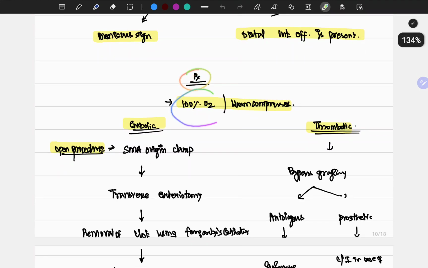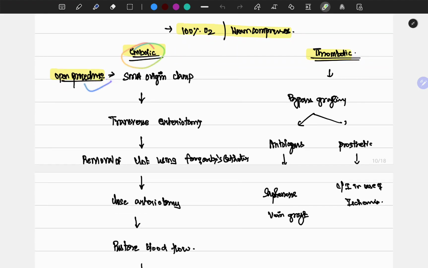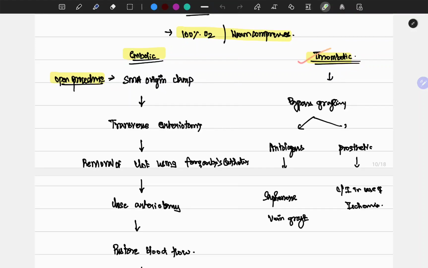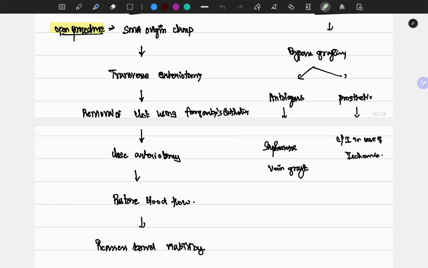So treatment, 100% O2, warm compresses. For embolic phenomena, we need to perform an open procedure, clamp at the level of origin of SMA, transverse arteriotomy, removal of clot using Fogarty's catheter, then close arteriotomy site and restore the blood flow, reassess the bowel viability. Thrombotic phenomena, do bypass grafting. It is of two techniques, autologous and prosthetic. Autologous technique involves saphenous vein grafting. Prosthetic technique is contraindicated in case of ischemia. Prosthetic involves Dacron graft, PTFE graft.